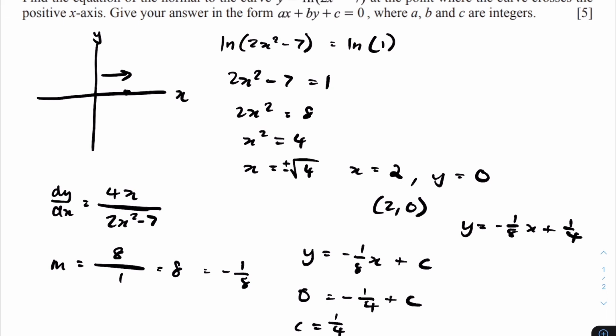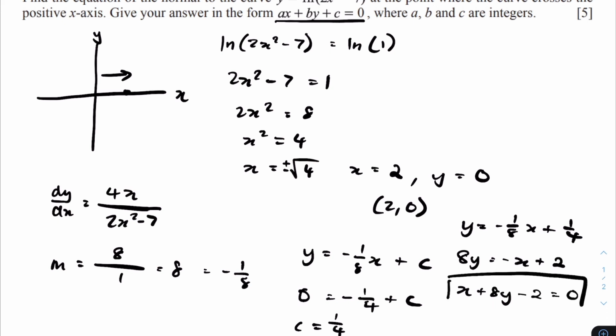But they want us to structure it in this form, which means we need to make sure that none of them are fractions. So let's multiply everything by 8 to get rid of all the fractions. So 8y is equal to −x plus 2. Now we bring everything to one side, where we get x + 8y − 2 = 0. And that's the way they want us to write it.